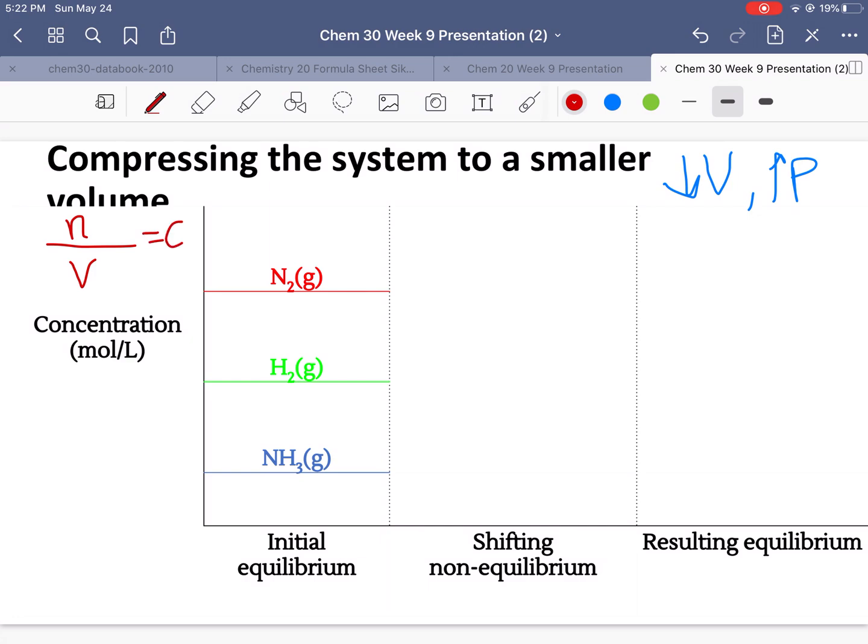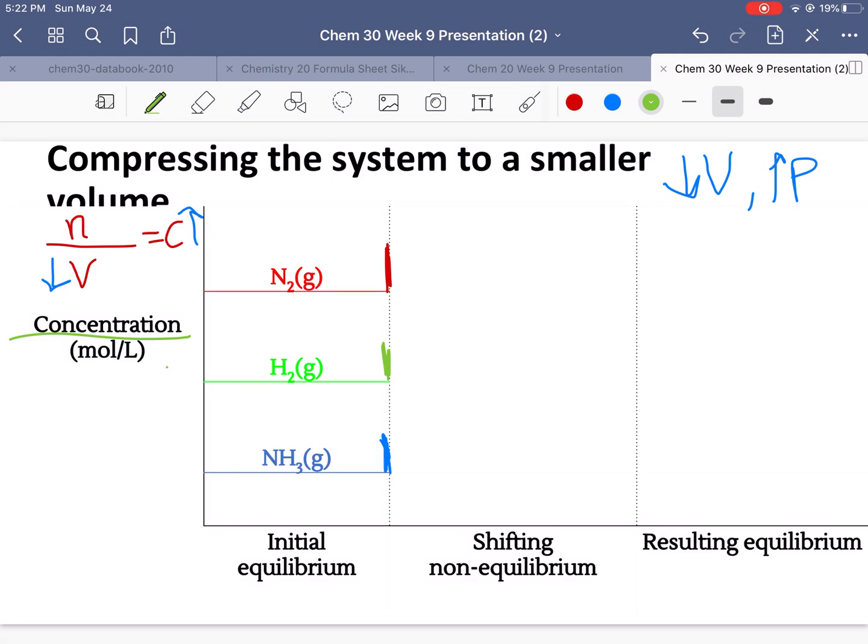So think about this relationship. N over V equals C. And we are going to suddenly decrease the volume. Well, concentration and volume are inversely related. So if I decrease volume, concentration goes up momentarily until I can get the equilibrium to shift and get a new resulting one. But ultimately, because I'm suddenly decreasing the volume like that, every single one of these gases is going to have a sudden increase in concentration, right? And that's what's measured on this y-axis.